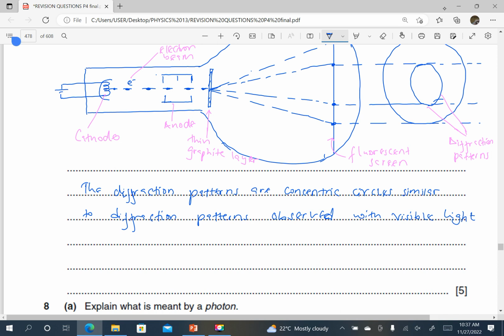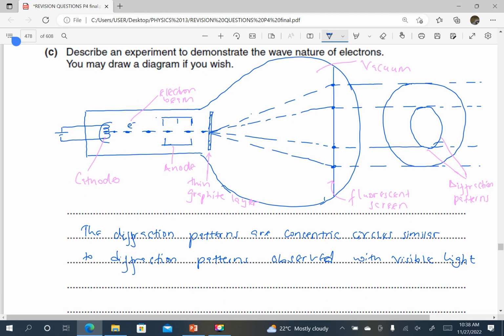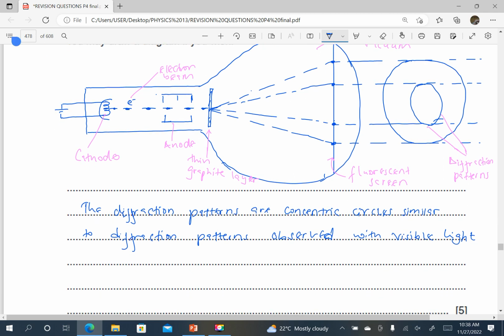As simple as that. So if you want to, you can even say that the electrons are accelerated through a high speed towards a thin graphite layer, and then the diffraction patterns are concentric circles similar to the diffraction patterns observed with visible light. So there's an anode at a high voltage, so that there's a high potential difference between the cathode and the anode to accelerate these electrons.